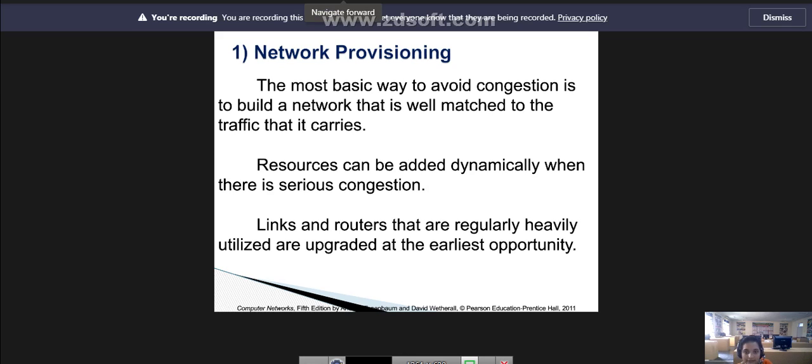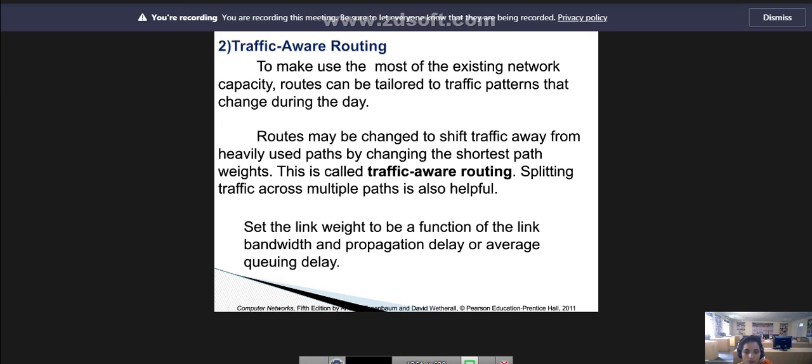Next, traffic-aware routing. What is meant by traffic-aware routing? In order to make the most of the existing network capacity, routes can be tailored to traffic patterns that change during the day as network users awake and sleep in different time zones. For example, the routes may be changed to shift traffic away from heavily used paths by changing the shortest path weights. So this is called traffic-aware routing. Splitting traffic across multiple paths is also helpful.